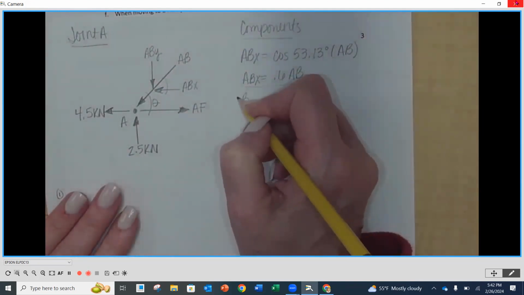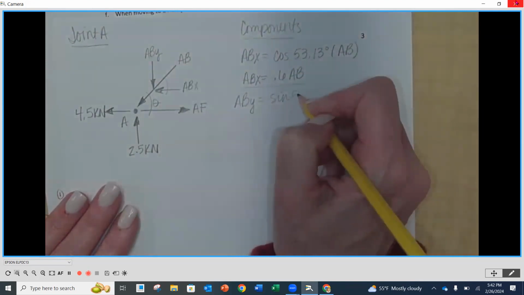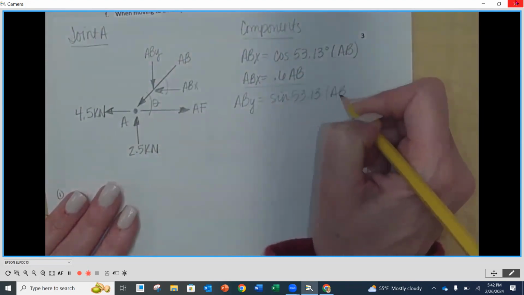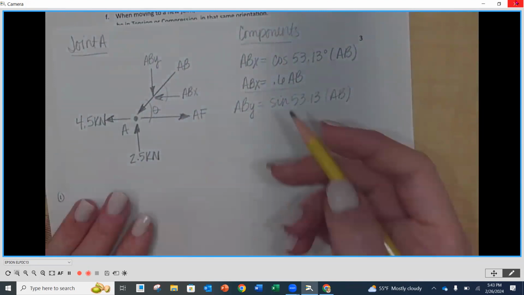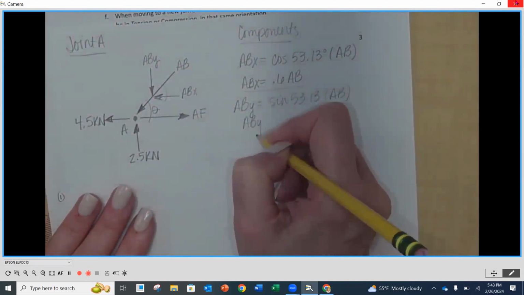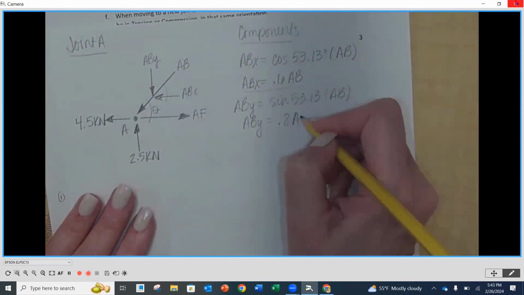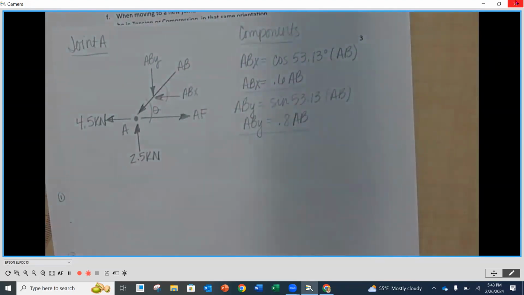Let's do the same thing for the Y. ABY is going to be equal to the sine of 53.13 times AB. So do the sine of that, you should get 0.8 times AB. Because of the position of this and the way the triangles are, we'll check it at each step. What we're going to find is that anytime we have an X component, it's going to be 0.6 times whatever its hypotenuse or member is. And when we see a Y, it's going to be 0.8 times whatever that hypotenuse is.